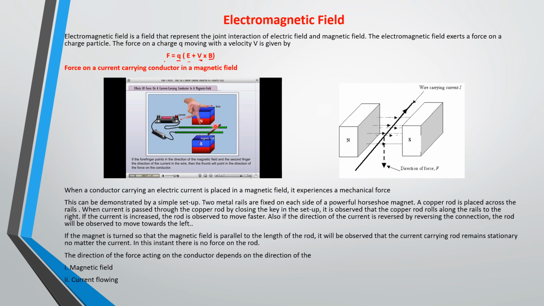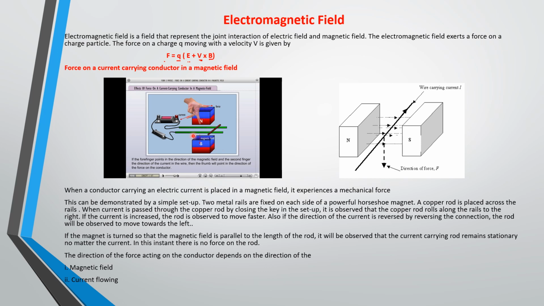If you put a current carrying conductor in between the two magnets on a rail, and then you complete your circuit here, a mechanical force will be experienced. Now, this is a simple setup. The setup is that two metal rails are fixed on each side of a powerful horseshoe magnet. So this could be a horseshoe magnet, but we can also use the two magnets to represent it.